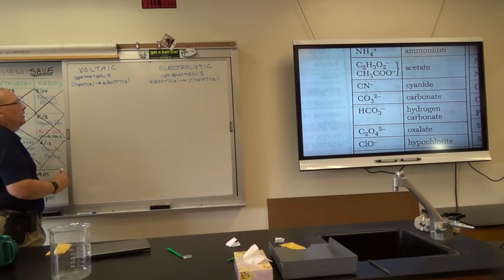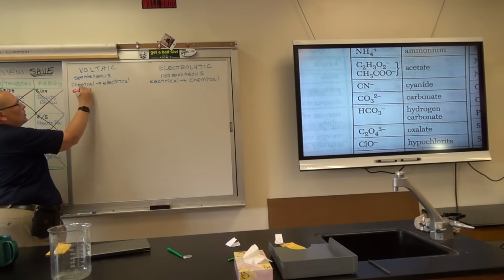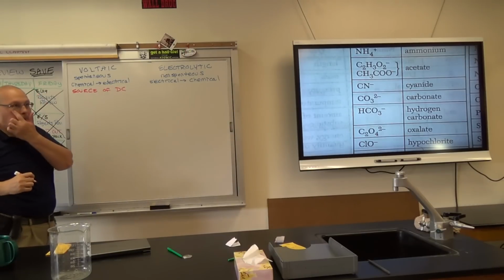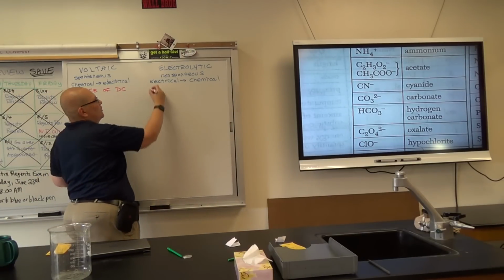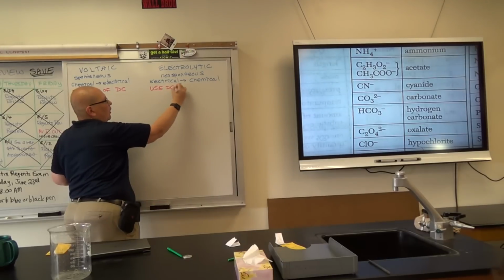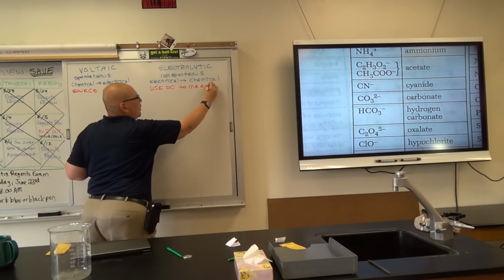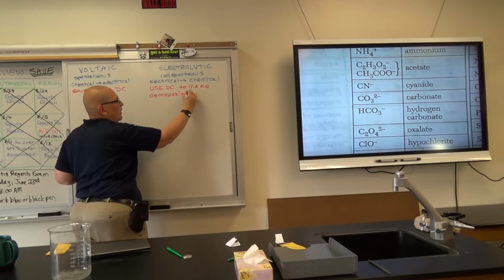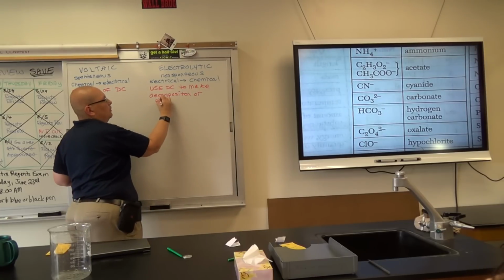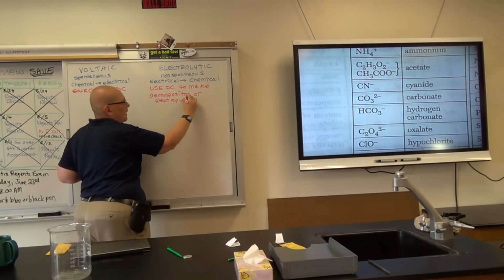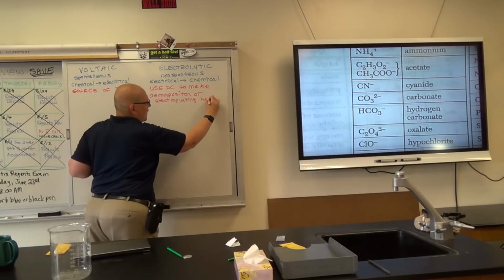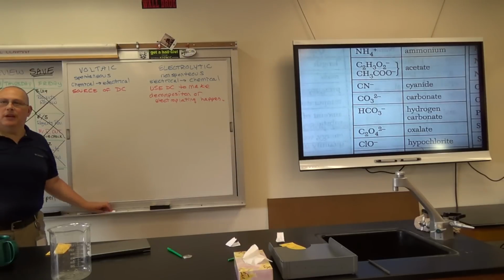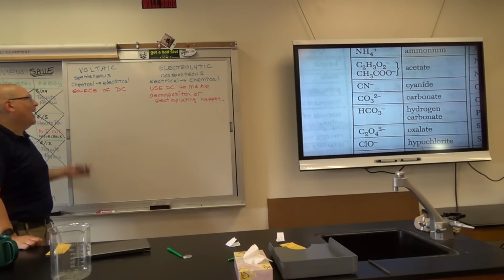Batteries, voltaic cells, are used as a source of direct current. Electrolytic cells use direct current to make either decomposition or electroplating happen. And those are the major differences between them from a functional standpoint.